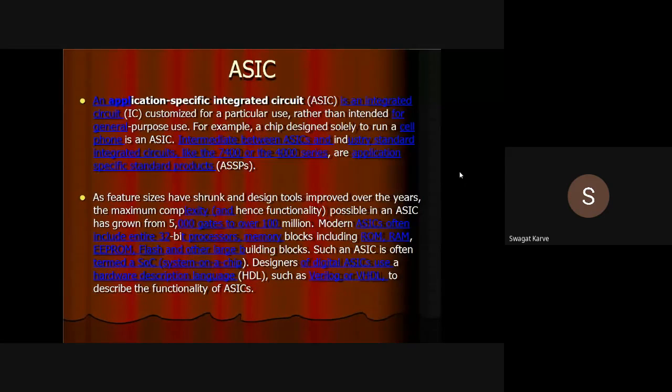What is the best example of ASIC? It is your cell phone chip or your smartphone chip. That is the best example of ASIC. Okay, that chip is designed for only the mobile applications.